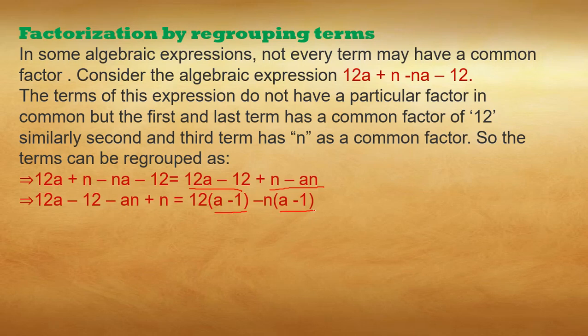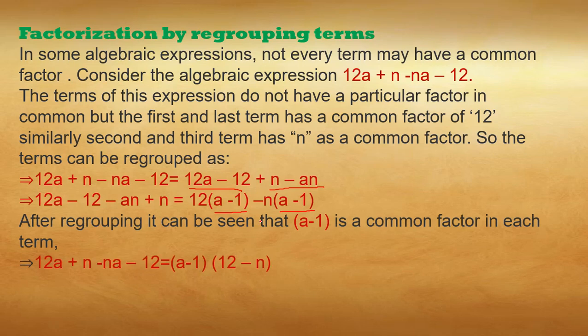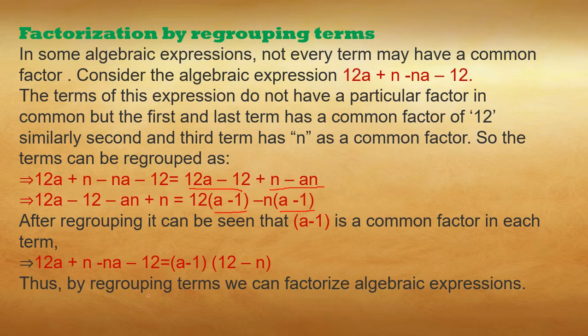Now observe here, a - 1 is common. Here we use the common factor method, which was the previous method. When we take a - 1 common, the rest of the quantities in both terms are 12 - n. So a - 1 and 12 - n are the factors of the algebraic expression 12a + n - na - 12. This is the method of regrouping terms. So factorization of an algebraic expression is possible by the common factor method as well as by regrouping of terms.